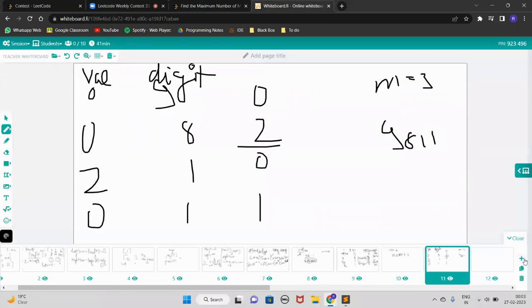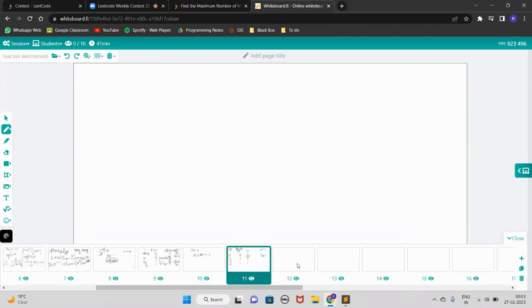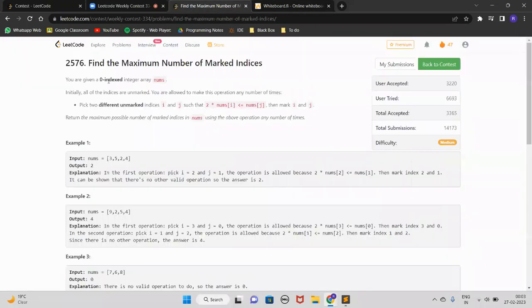So in the third problem, what we had to do, we were given a zero-indexed integer array nums. Initially, all the indices are unmarked. You are allowed to make this operation any number of times: pick any two different unmarked indices i and j such that 2 * nums[i] is less than or equal to nums[j], then mark i, j.